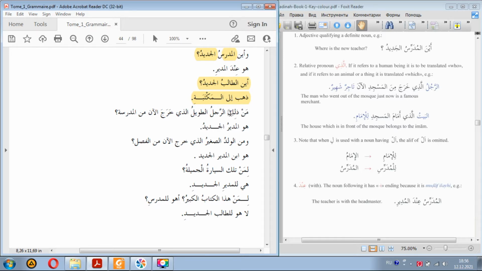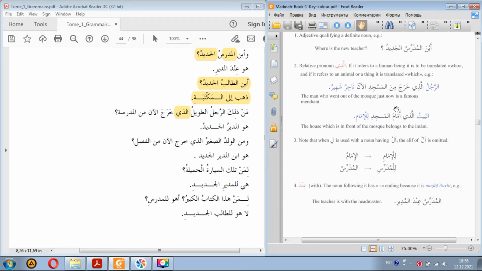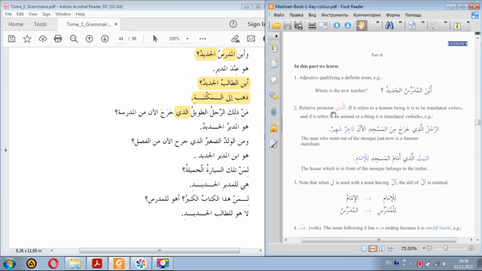من ذلك الرجل الطويل الذي خرج الآن من المدرسة? Well, that's something new for us. Let's take a look here. It's called a relative pronoun, الذي.